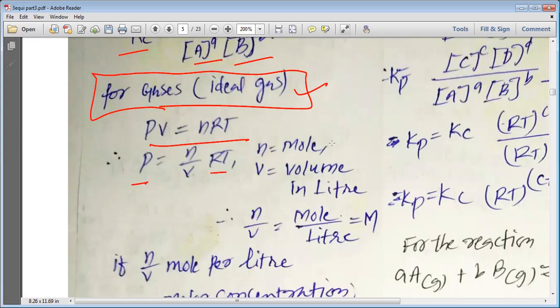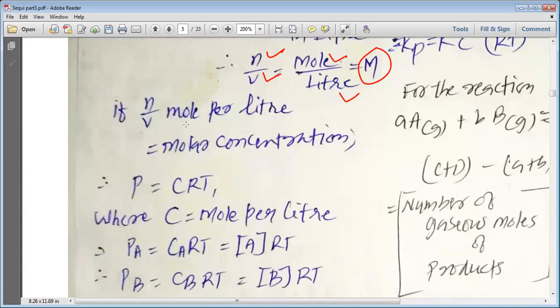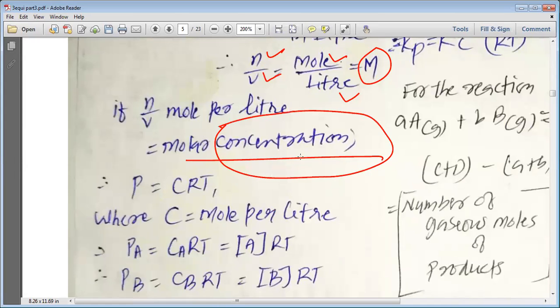Now what is n? n represents the number of moles of gases. V represents the volume in liters, and therefore n by V we can write as mole per liter. That is what it is, molarity. This n by V, mole per liter, is the molar concentration. So n by V actually represents the concentration, and that is why instead of n by V, we will write C, and P is equal to CRT.